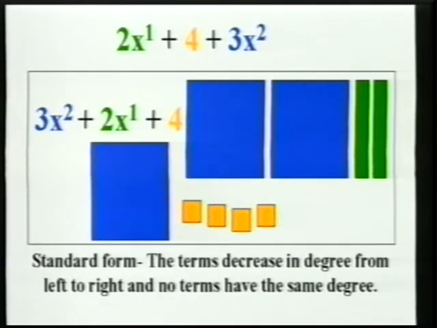Now, the arrangement of polynomials, trinomials, and binomials is normally done in what's called the standard form. The standard form is the form in which the terms decrease in degree from left to right, and no terms have the same degree. Let's take the trinomial 2x plus 4 plus 3x squared. The standard form of that polynomial is 3x squared plus 2x plus 4, represented by the 3 blue square pieces, the 2 green rectangular pieces, and the 4 yellow square pieces.